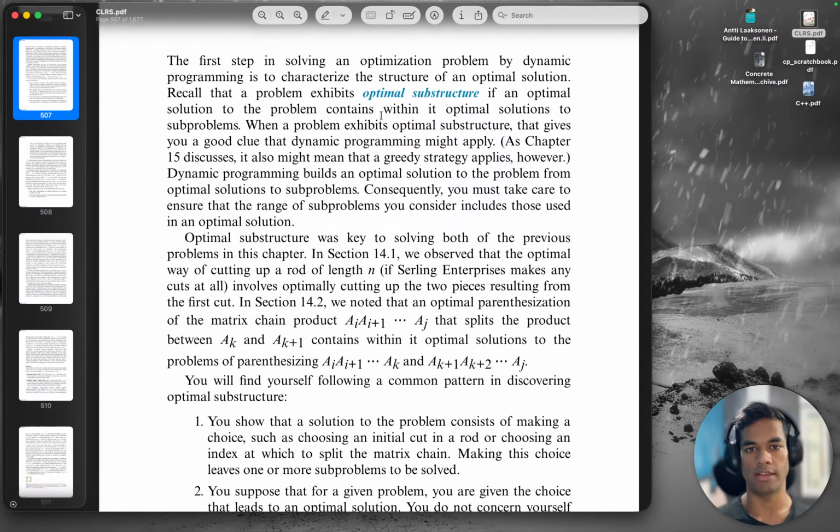Optimal substructure exists when the optimal solution to our high level big problem can only be obtained when we get optimal solutions to subproblems. If our solutions to subproblems are not optimized, then our bigger level problem will not have the optimal solution. That makes sense. When that is the structure, it is called optimal substructure. When a problem exhibits optimal substructure, that gives you a good clue that dynamic programming might apply.